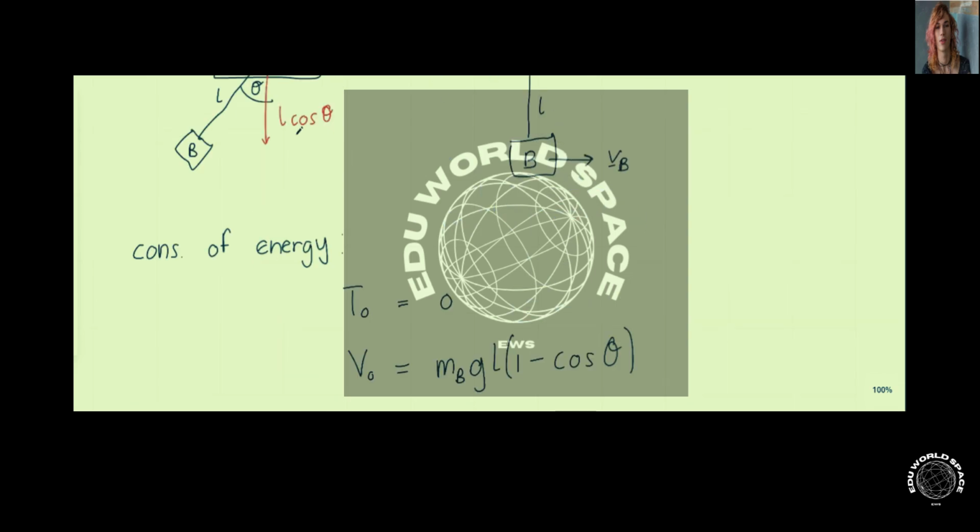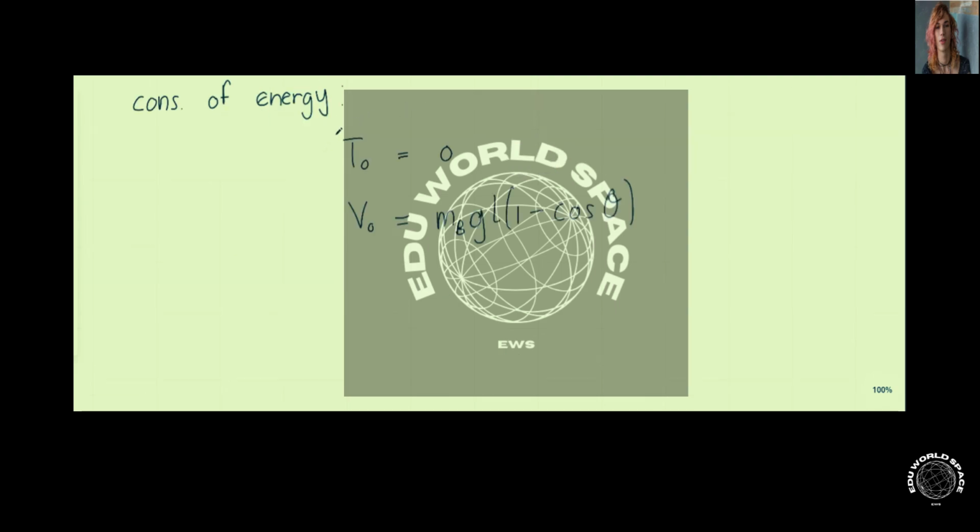So L minus L cos theta gives us this height above the rest position. This is L minus L cos theta. So the height of the block when it is pulled back above its lowest position, which is the position directly below cart A, is L minus L cos theta. So it's L into 1 minus cos theta.